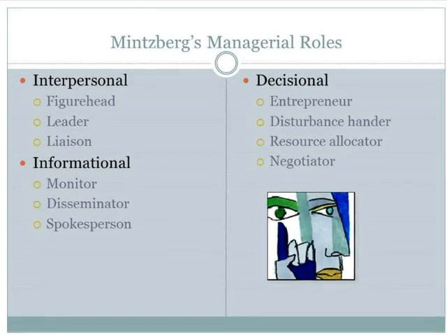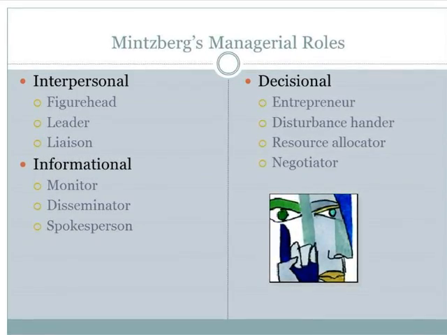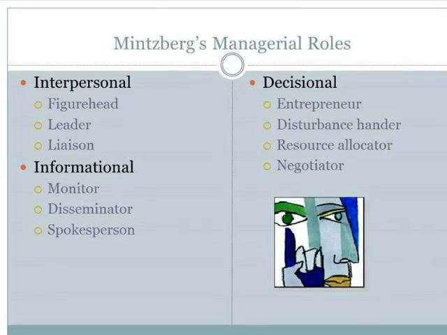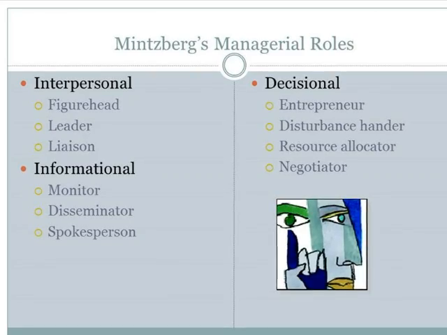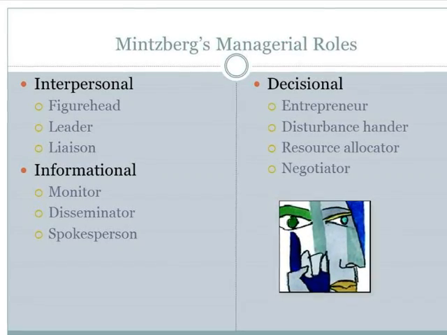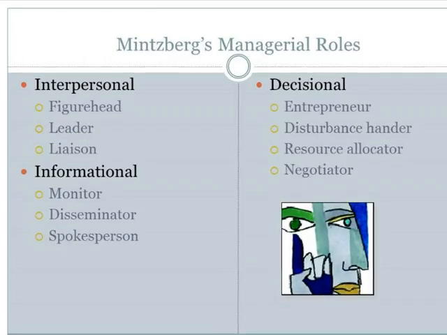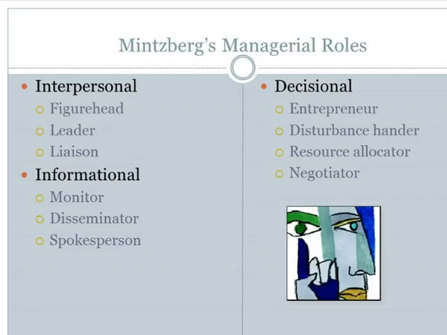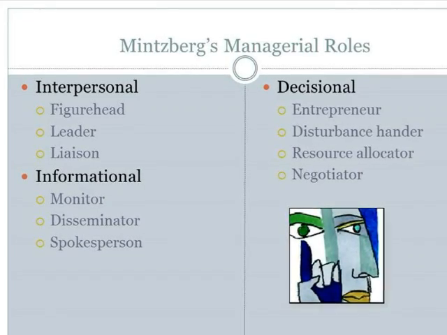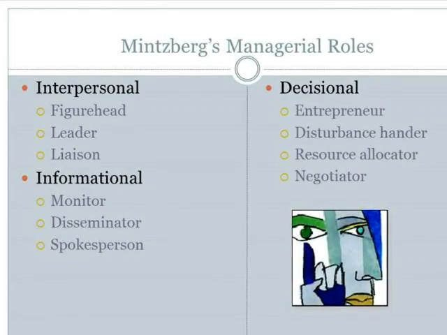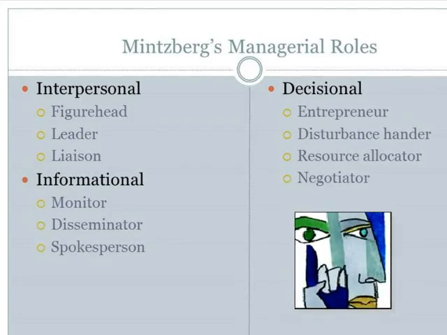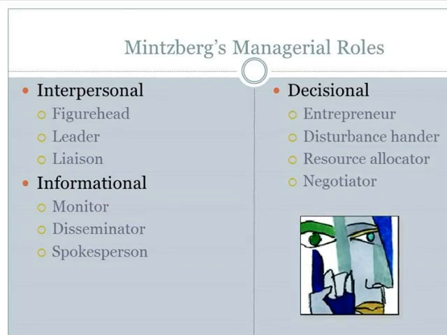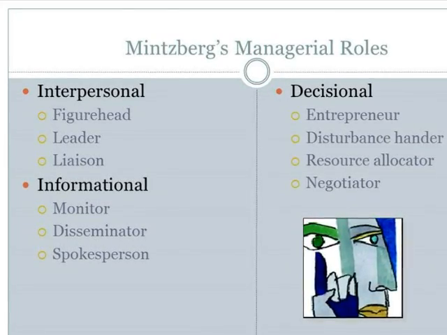Mintzberg was a very important contributor to the manager roles in the management theory and doctrine. He believed that there were three major areas that managers played in terms of their roles and functions in organizations, and they fell under interpersonal, informational, and decisional. And each one of those qualities had subsections that talked about how you could see that major role or function being played out by a supervisor in an organization.